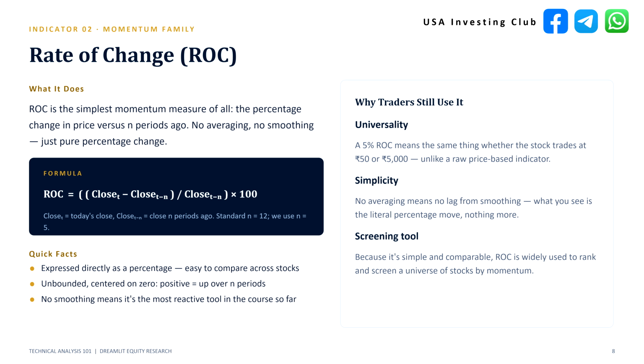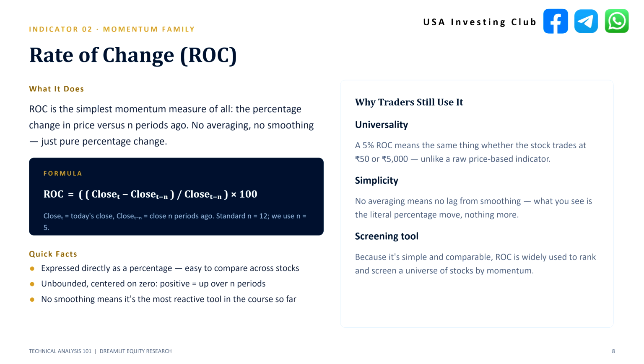3 quick facts. ROC is expressed directly as a percentage, which makes it trivially easy to compare across stocks trading at completely different price levels. It's unbounded and centered on 0. Positive means price is higher than n periods ago. Negative means lower. And because there's no smoothing at all, ROC is the most reactive tool in the course so far. It responds to a price move immediately, with none of the lag a moving average introduces.